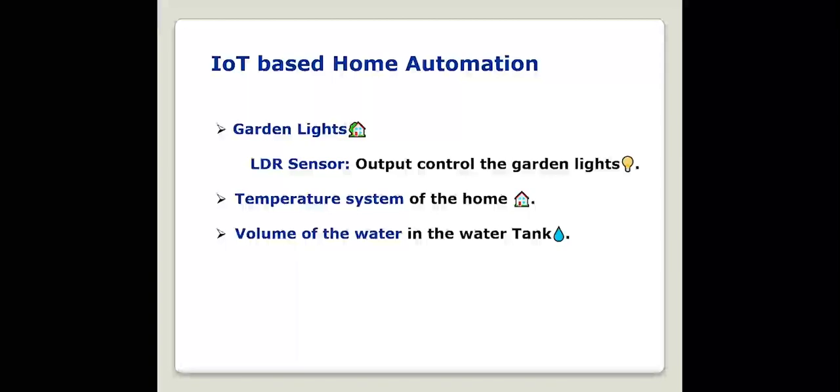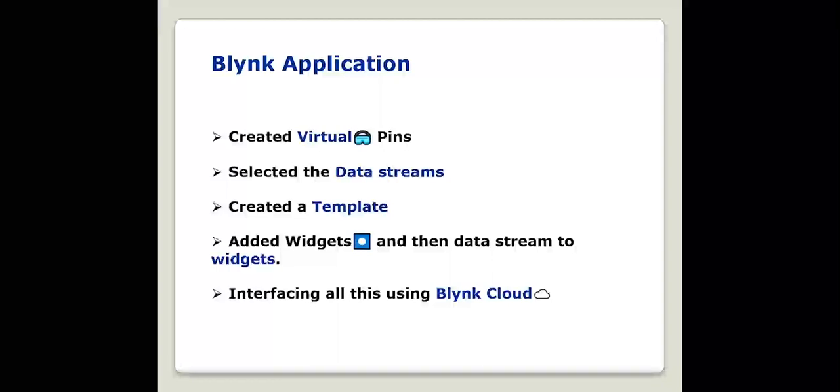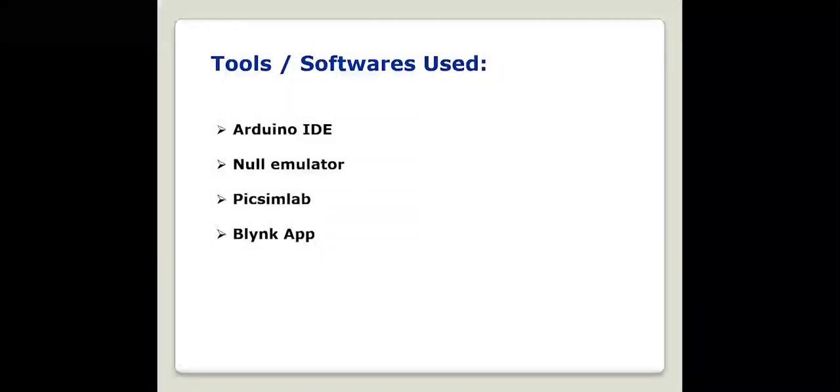Blynk application. Step-by-step process for configuration. Create virtual pins, select data streams, create template, add widgets and then link data streams to widgets. Interfacing all this using Blynk Cloud. Tools or software used: Arduino IDE, Null Emulator, PiximLab, Blynk app.